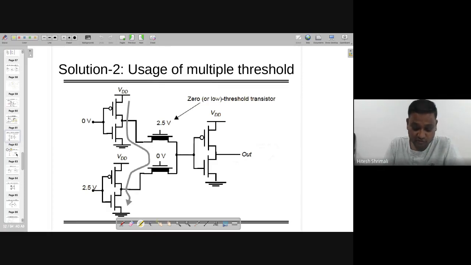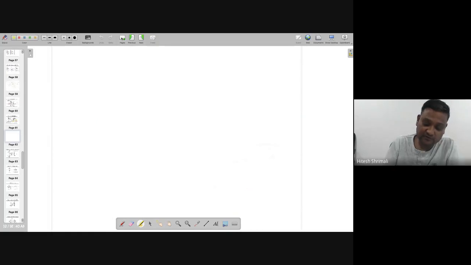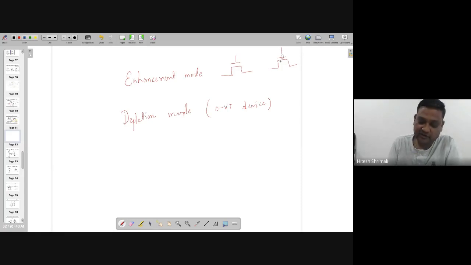Now there is solution number 2, which says that, for quick recovery, there are two kinds of transistors. One is called enhancement mode, and one is called depletion mode. This is also known as a zero VT device. Enhancement mode is the one which you are studying, the normal one. So whatever you have studied till now, whatever symbols you are seeing, all are enhancement mode. The other is called depletion mode, which has a channel that is always there. Just the input has to be more than 0 volt, and this transistor is on, right? So that is called a zero VT device. Also meaning if you are more than 0 volt, the transistor is on. Lesser than 0 volt, it's off.